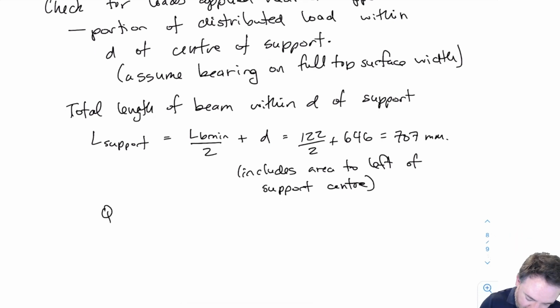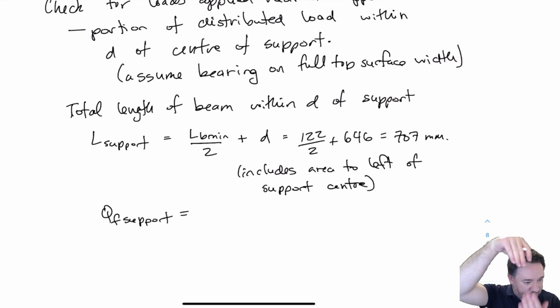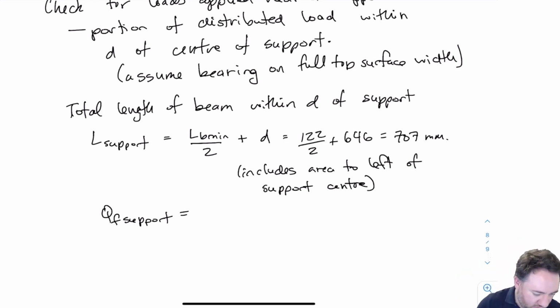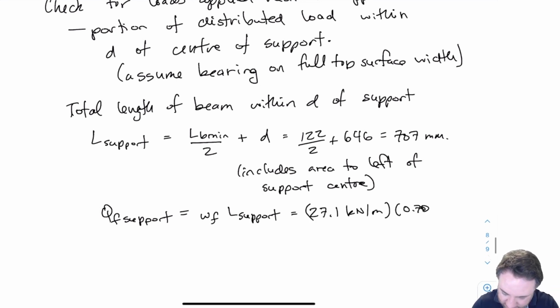So then what is our QF for the support? Remember, our QF that we compare to QR prime is just that portion of the load that goes directly from the top to the bottom, because the rest is transferred in shear, a check that we already did. So QF of the support is going to be just our WF times that L of the support. And that is going to equal, what was our WF again? Got to go way back for that. It's 27.1 kilonewtons per meter. And the length of that support is 0.707 meters.